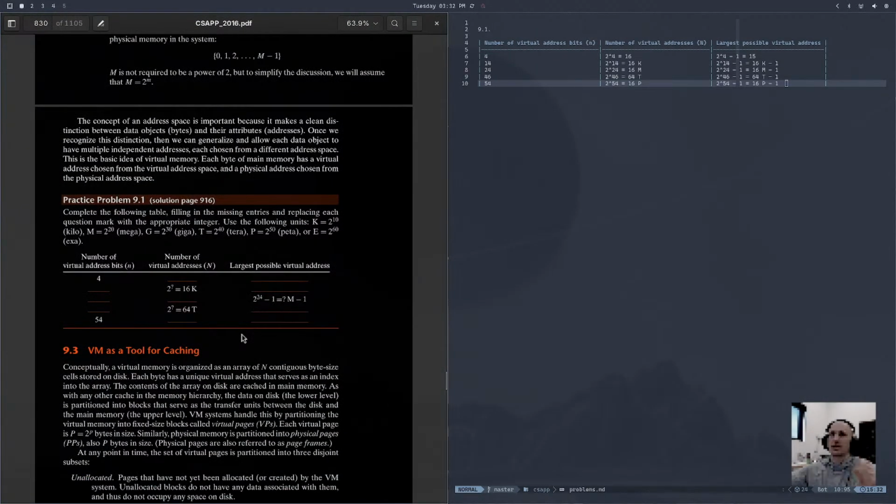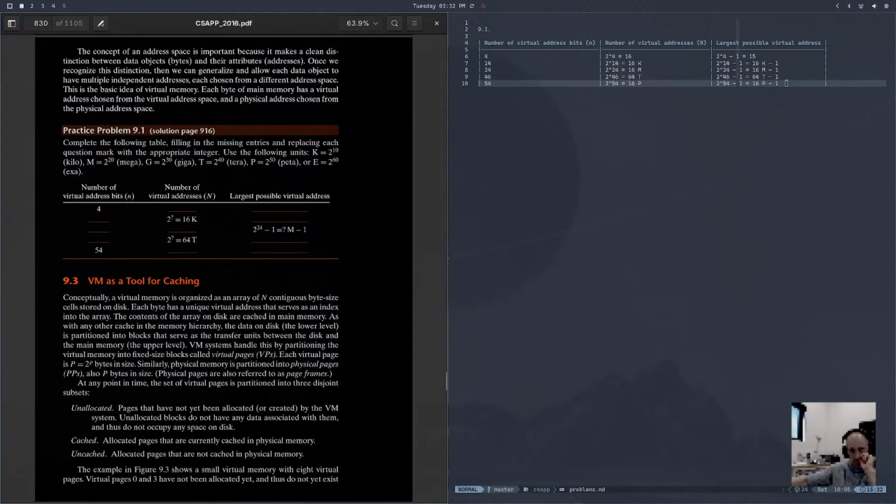VM is a tool for caching. Conceptually, a virtual memory is organized as an array of n contiguous byte-sized cells stored on disk. See, this analogy I don't agree with. He used this in a lecture, and the thing that I wanted to say is, well, what about machines that don't have disks? They still use virtual memory for protection and address space isolation. Like, are you saying virtual memory has to have a disk? Or are you saying that just in the situation where it's used for caching, it has a disk?